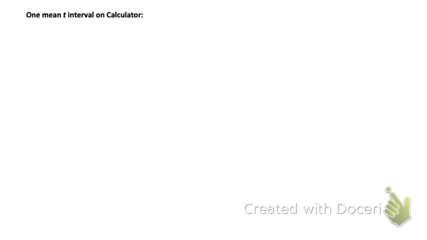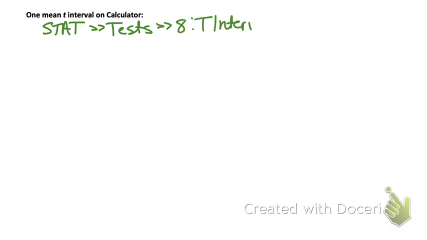So here's where we're going to go. We're going to go to STAT, TESTS, and it is option... I believe it's... it actually says T interval. It's number 8. It just says T interval. STAT TESTS 8. It is a T interval. I want you guys to go ahead and go there and just hit enter. And then just look at the screen.